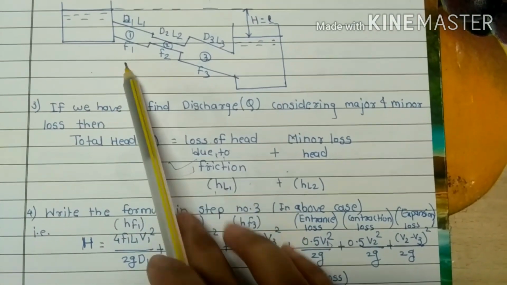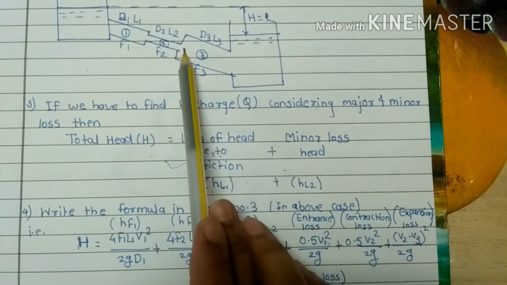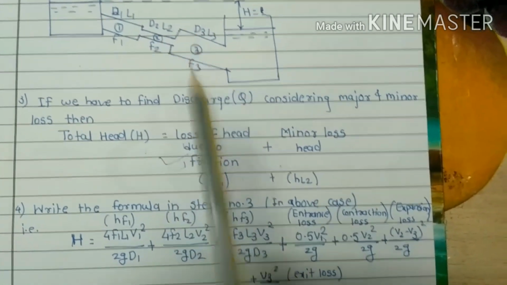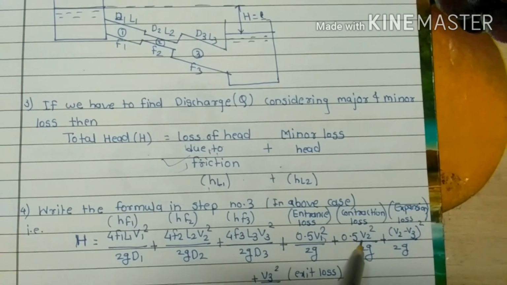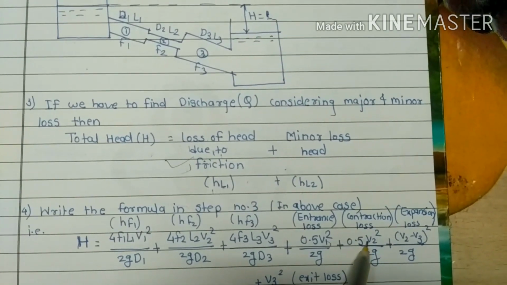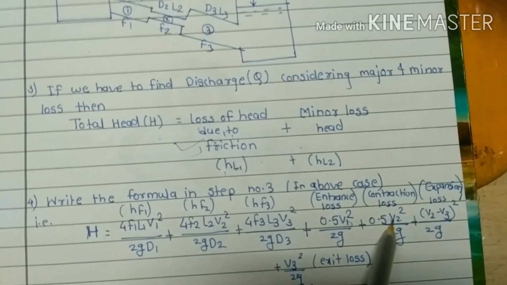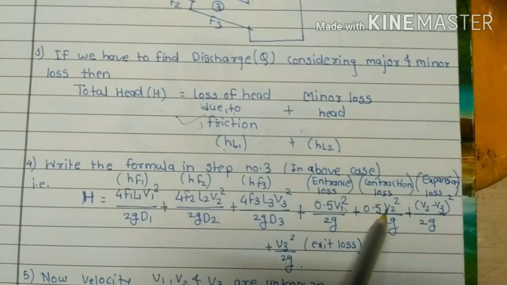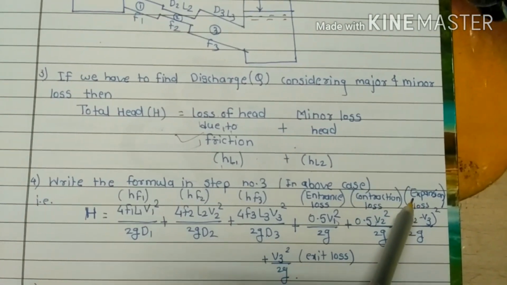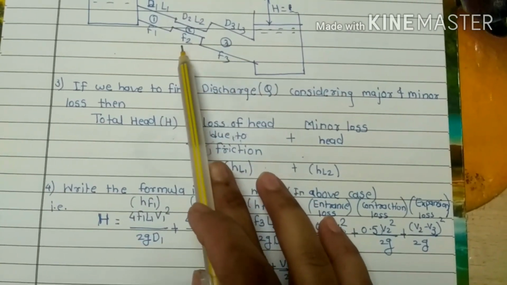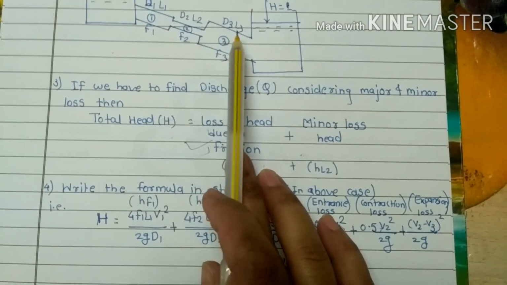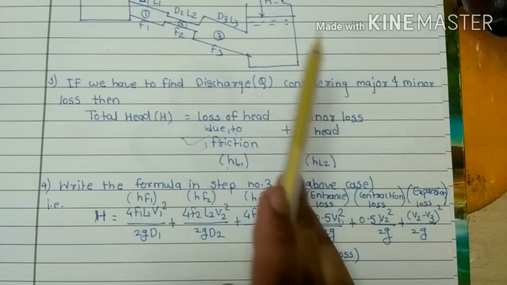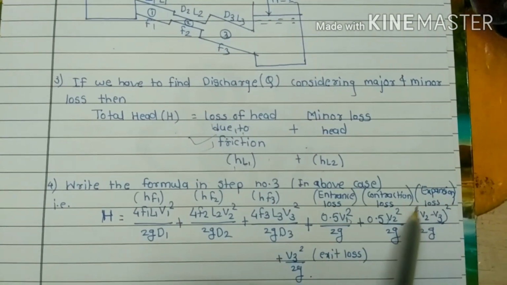Next, while the fluid goes from pipe 1 to pipe 2, there is a contraction. So you have to consider the second velocity in that contraction loss. After looking at the diagram, you won't get confused about which velocity to use. Then third is the expansion. You can see the expansion occurs from pipe 2 to pipe 3, so we have to consider two velocities, V2 and V3.